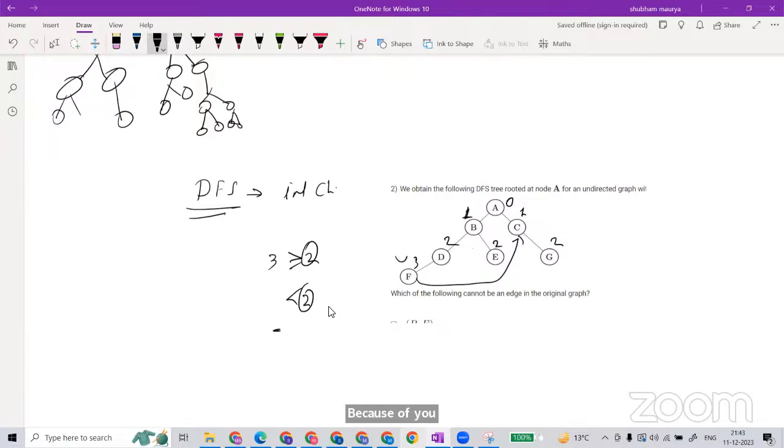If there is an edge between F and B, you are saying no. See the algorithm, sir. D and E, B and E, this one. D and E, why? Because if you see the Q, if you remember in the BFS tree.